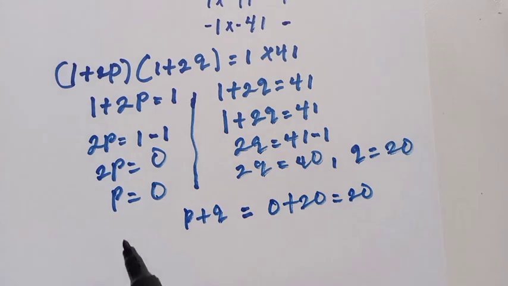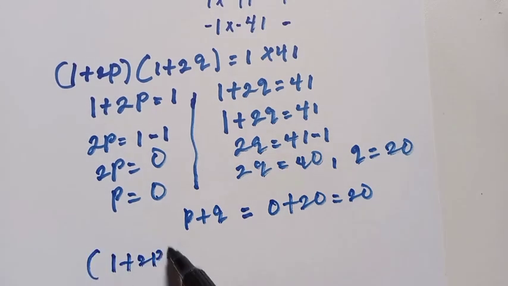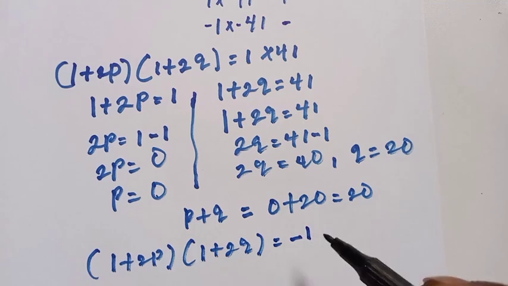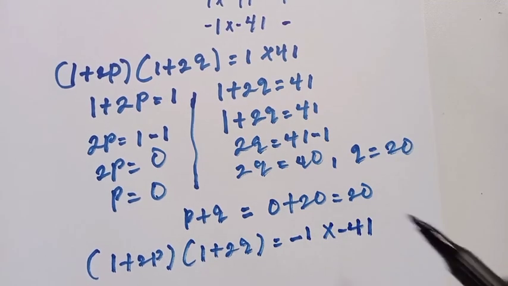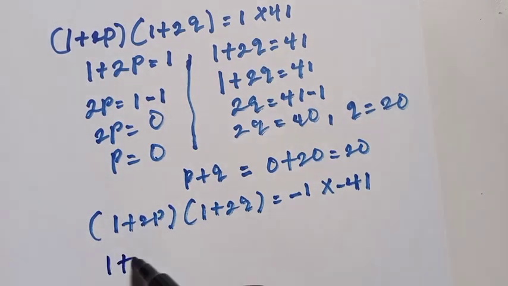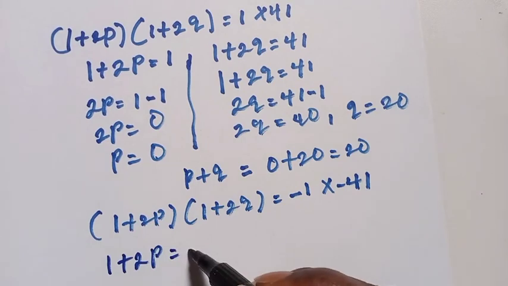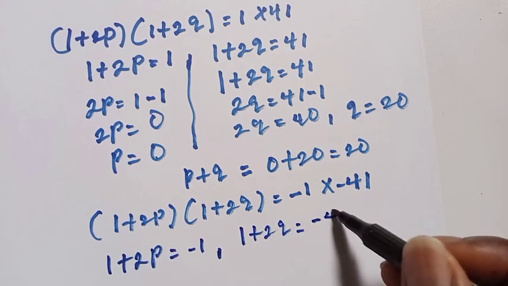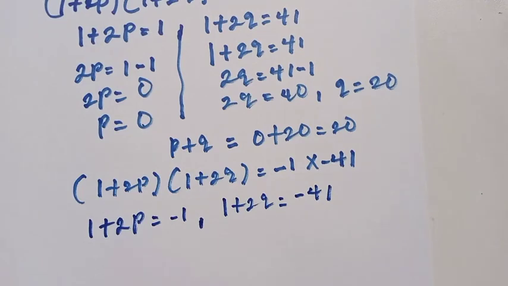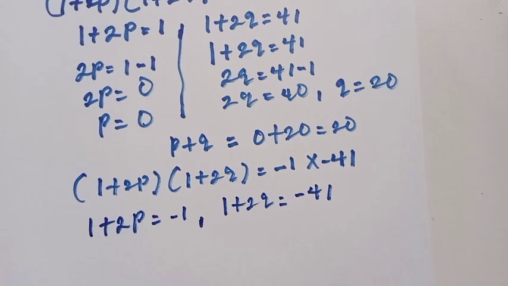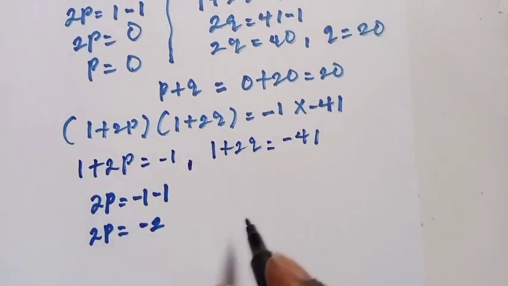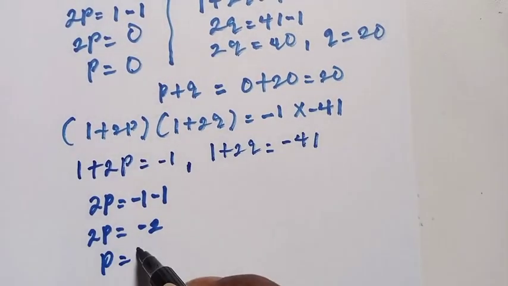Now taking the negative side, (1 plus 2p) and then (1 plus 2q) is equal to minus 1 times minus 41. Now 1 plus 2p will be equal to minus 1, and 1 plus 2q will be equal to minus 41. Now if 1 goes across, 2p will be equal to minus 1 minus 1, so 2p will be equal to minus 2. So when you divide both sides by 2, you have p is equal to minus 1.